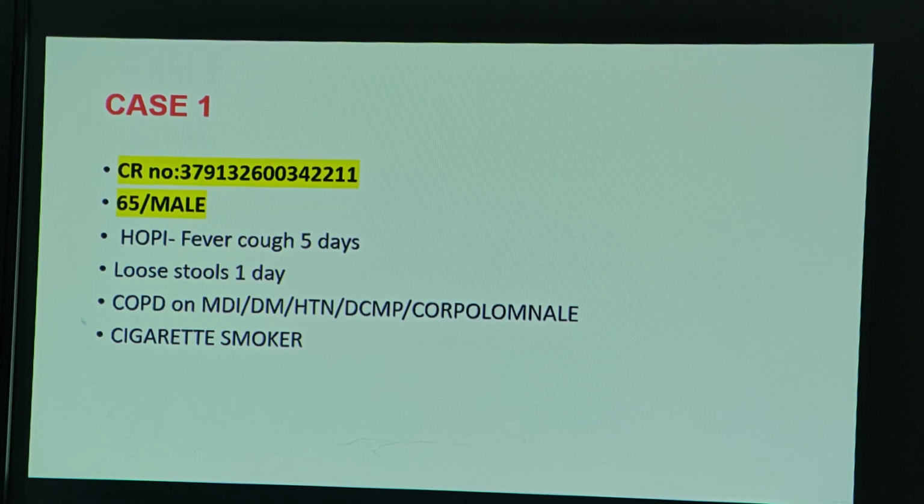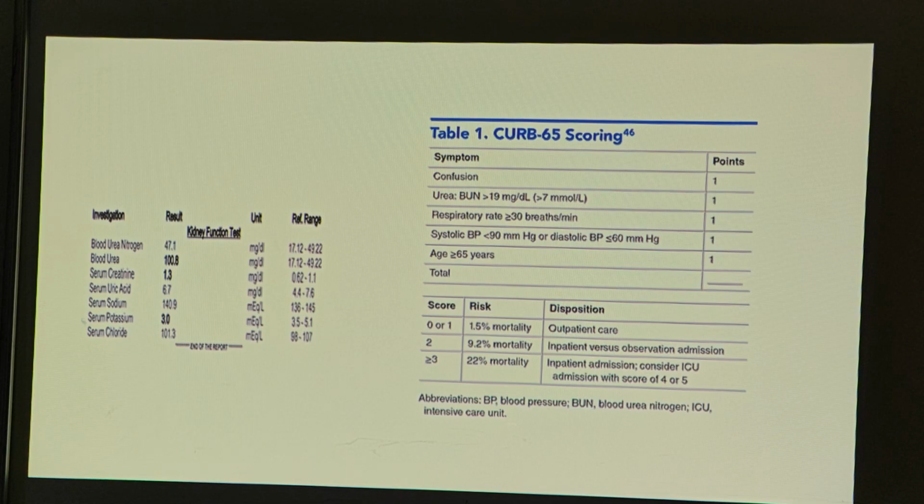tachypneic, severe respiratory distress was there, severe respiratory acidosis was there, patient was not conscious in the emergency. So this is the RFT on the day of admission. I particularly took that RFT because the patient is having respiratory symptoms and had a history of COPD also. At this age we have to calculate the CURB scores because with some respiratory involvement we have to rule out some community-acquired pneumonia.